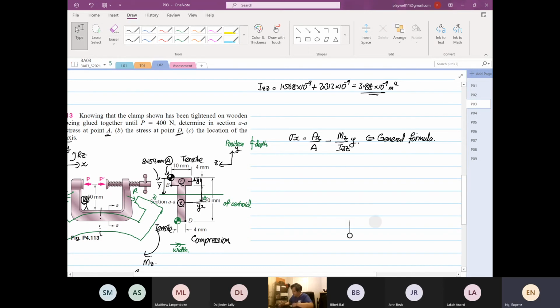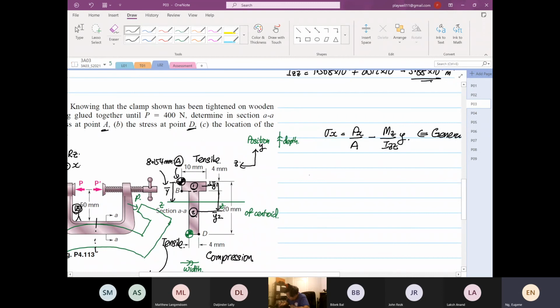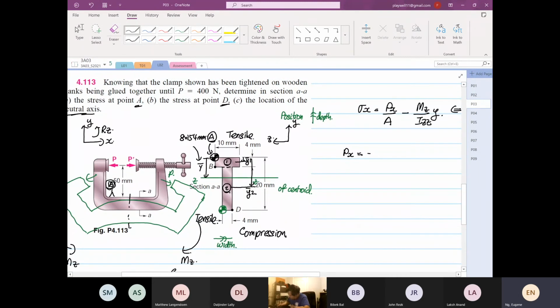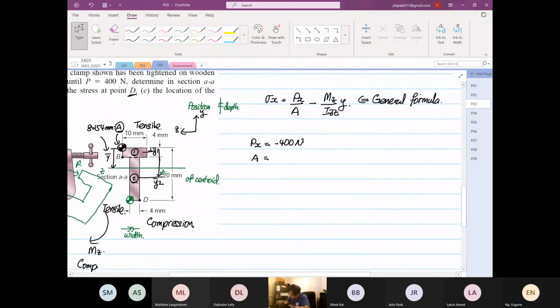Okay. So we know that we are looking for Px. So Px, we know that it's going to go through compression. So Px is equal to minus 400. The area we found on the table is equal to 104 millimeters squared, or 104 times 10 to the power minus 6 meter squared.